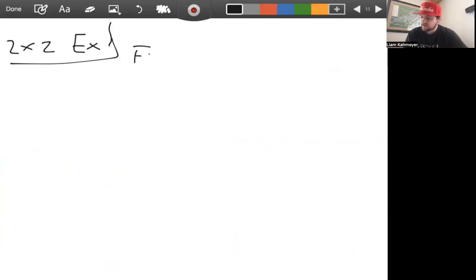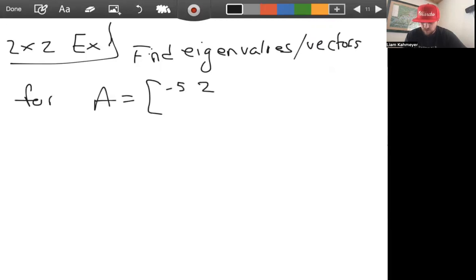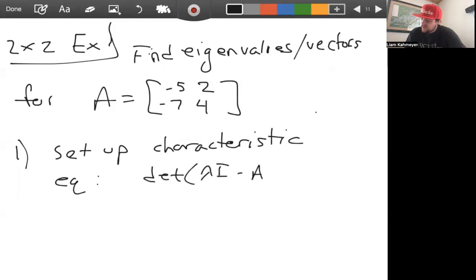Let's say we want to find eigenvalues and vectors for A, which is given by -5, 2, -7, 4. What was the first step of our procedure? The first step is to set up the characteristic equation, i.e., the determinant of lambda I minus A is equal to 0. Let's compute the characteristic polynomial first, and then we can set it equal to 0.